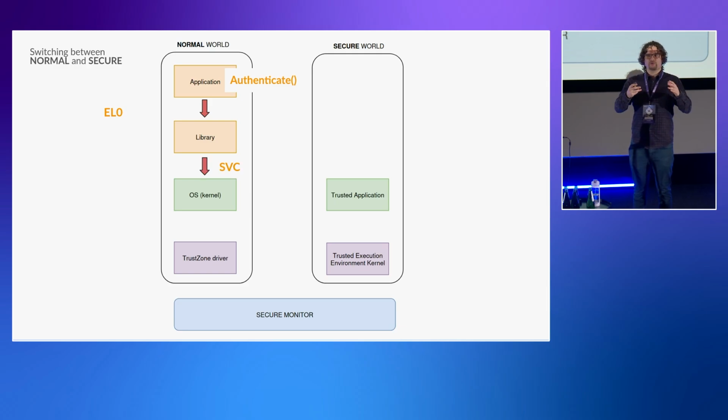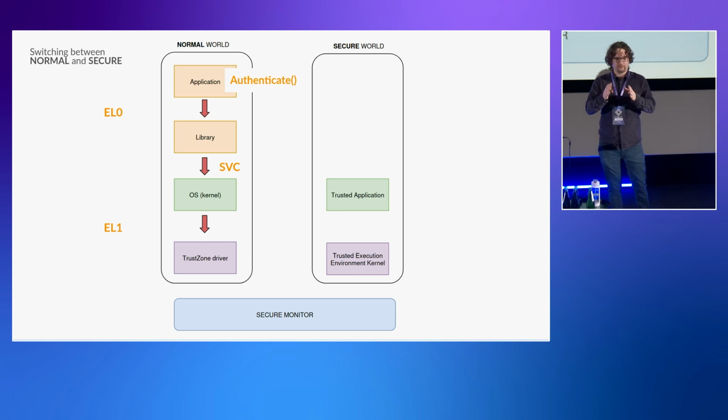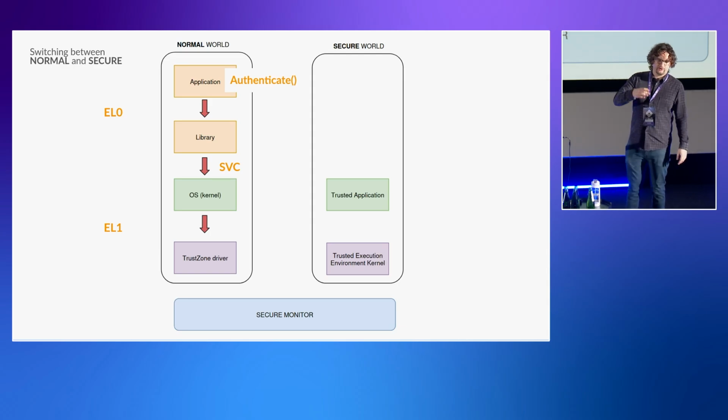And how do we go from the user space to the kernel? This is done by an assembly instruction called SVC. This is service call, and this is nothing else but a syscall. So we put SVC, then the number, and the syscall will be handled by the kernel. And this is happening on EL1 level, and then the kernel will dispatch our request to the TrustZone driver, which is capable of handling it and putting it further.